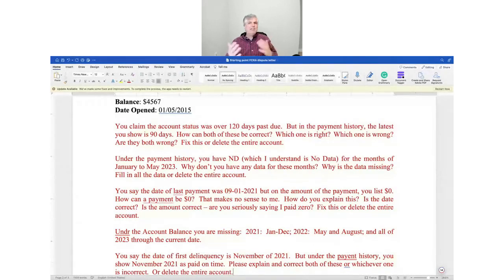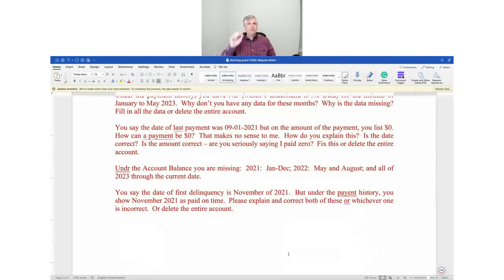Okay. So again, there's no magic language here. You can vary it up, change up the language a little bit. The point is, have we made it clear that we're saying to Equifax, on the one hand, you say date of first delinquency is here, but when I look in the payment chart, that doesn't match. So the payment chart's wrong, fix it. Or the date of first delinquency is wrong, fix it. Maybe they're both wrong, fix them, or delete the whole account.